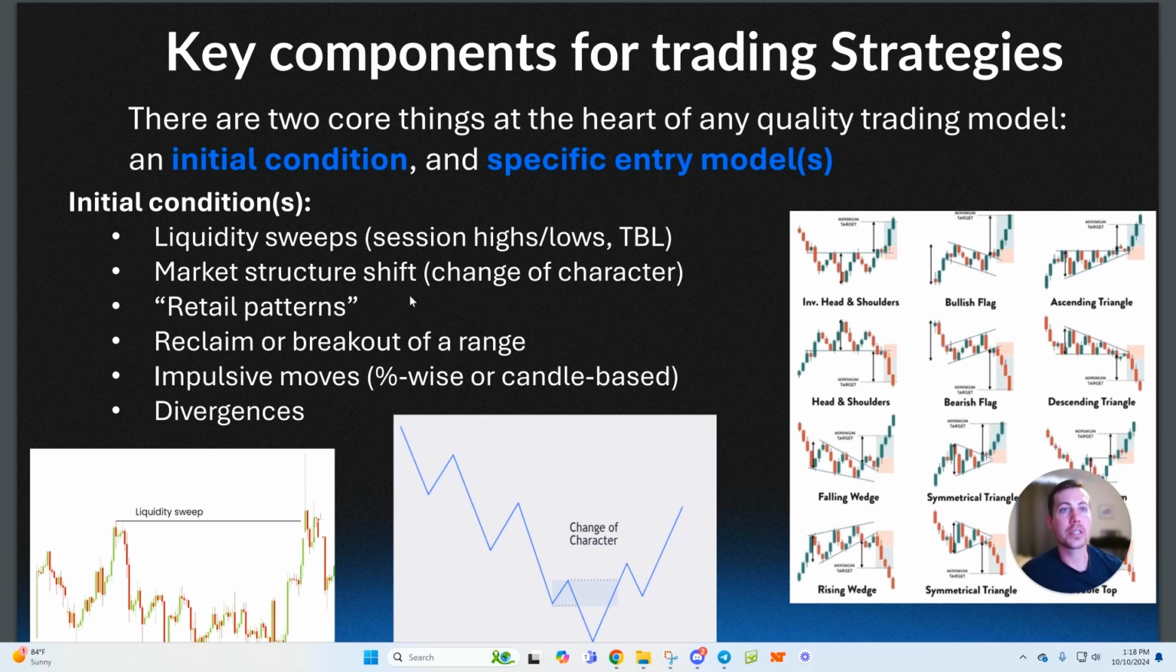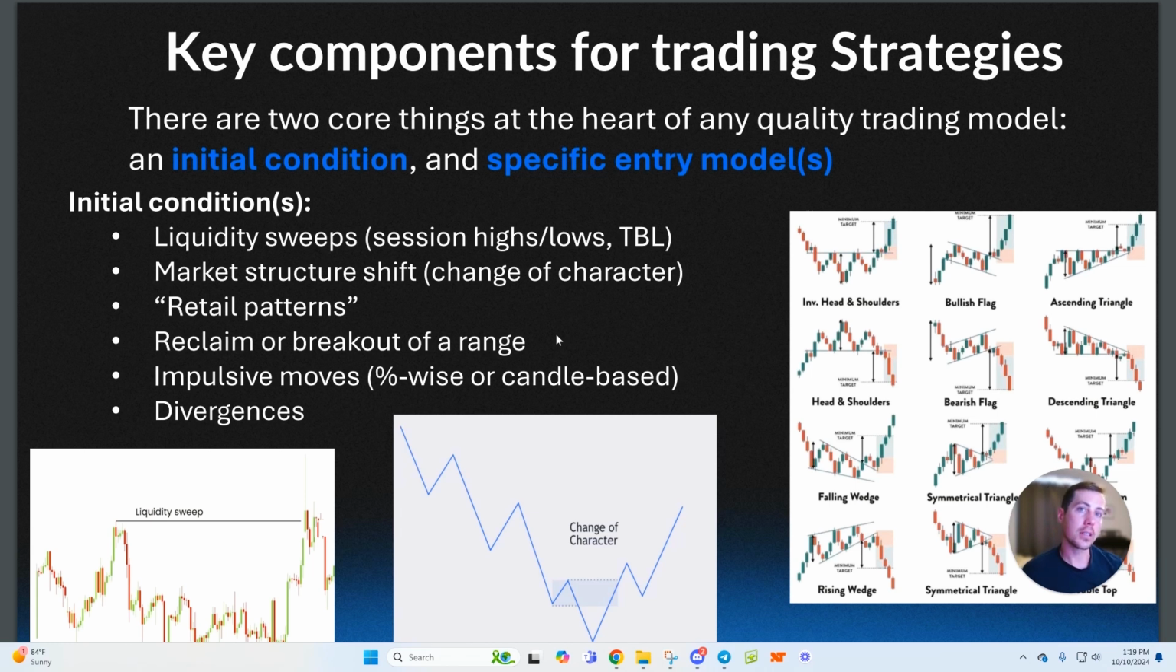Another initial condition you'll often see are market structure shifts, also called change of character. And a graphic I have down here really just shows you very simply, it's a change in the trend. So in this case, we have a very clear downtrend with lower lows and lower highs. And then we have a change of character here with a higher high, which leads to a reversal. So oftentimes an initial condition for a strategy will be a market structure shift, and then you're looking for a specific entry model after that happens.